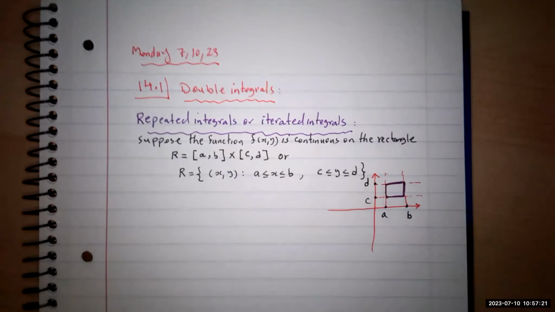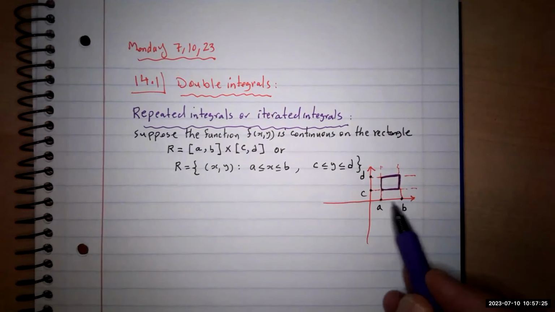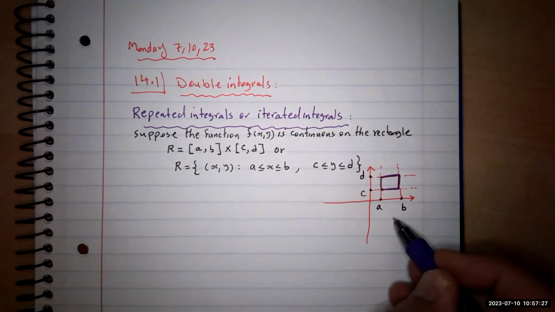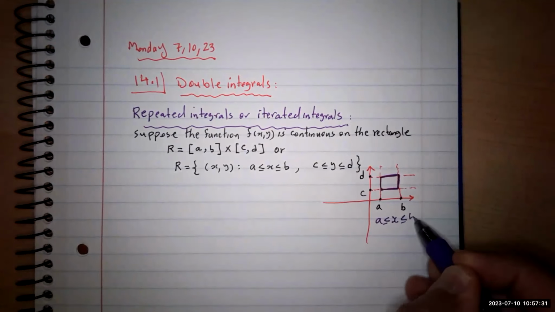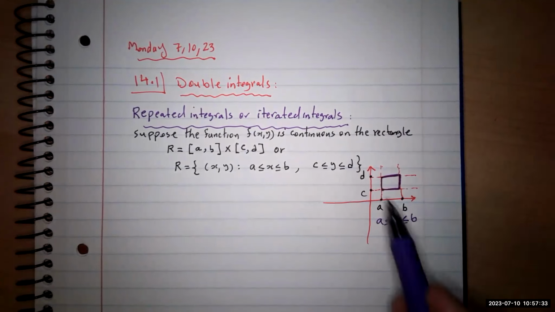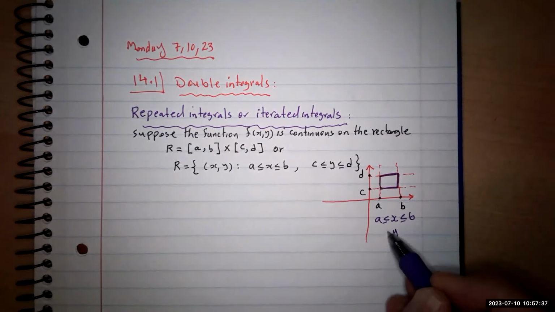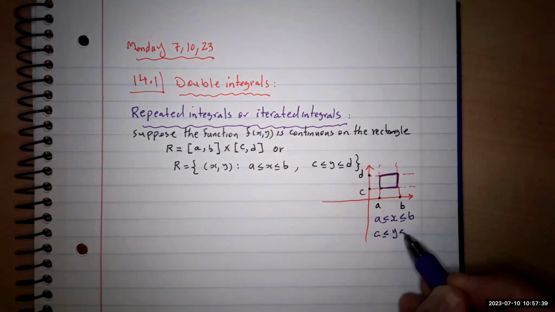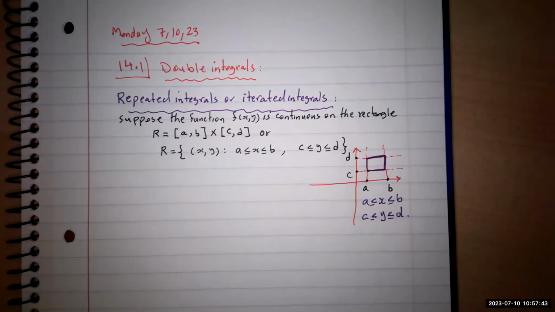As soon as you read it, going to the right or to the left is going to be the X. So X is between A and B. Going up and down would give you the Y, so your Y is going to be between C and D. This is the interpretation in two dimensions.